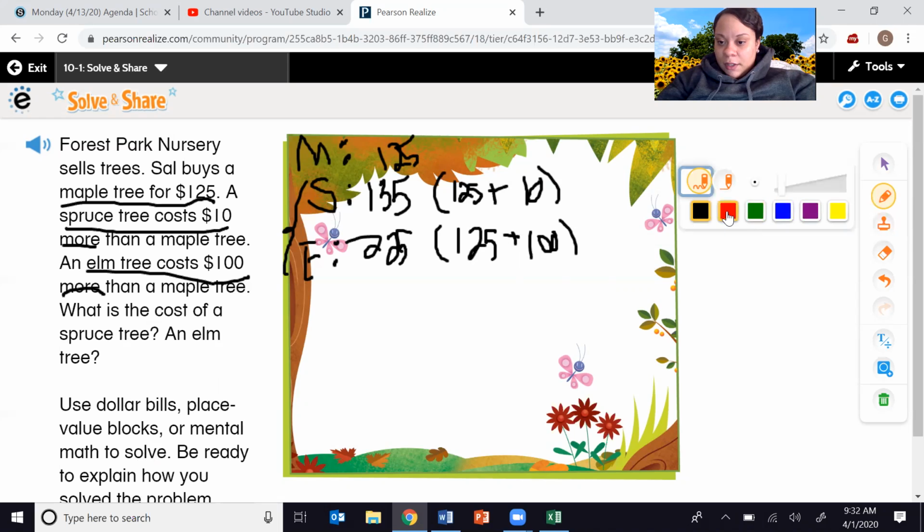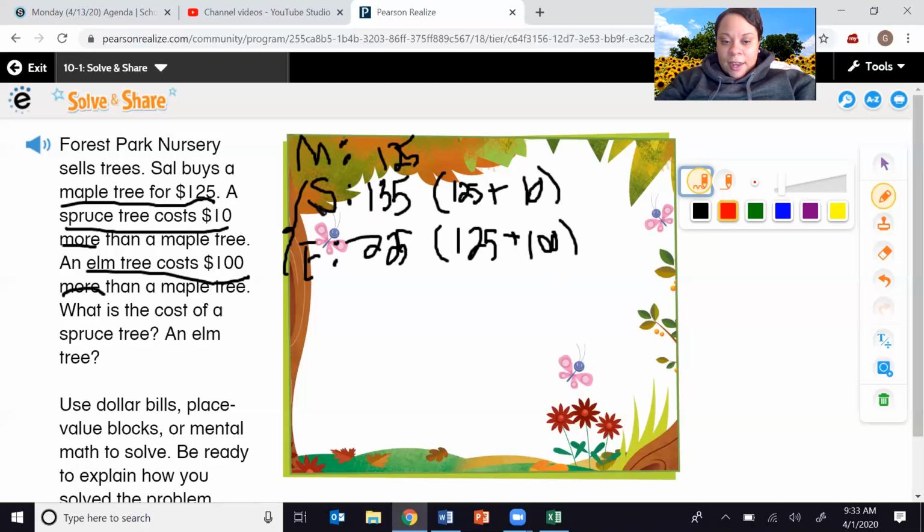using base 10 blocks. So a spruce tree costs $10 more. I want to explain why I did 125 plus 10. Because they said the spruce tree costs $10 more than the maple tree. Maple tree is 125. Spruce tree is bigger or costs $10 more. So I'm going to put plus 10. And I basically did the same thing here with the elm tree because they said the elm tree costs $100 more than the maple tree. So 125 plus 100, because it was not less than the maple tree. If they said 100 less, then I would have subtracted.